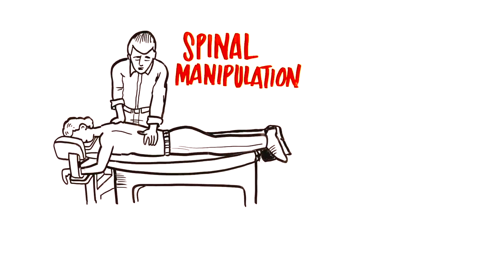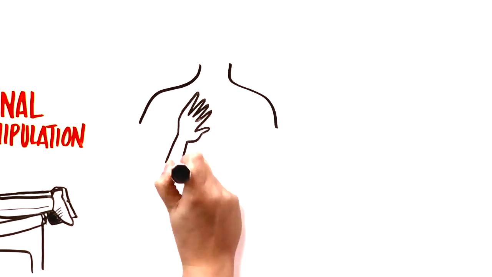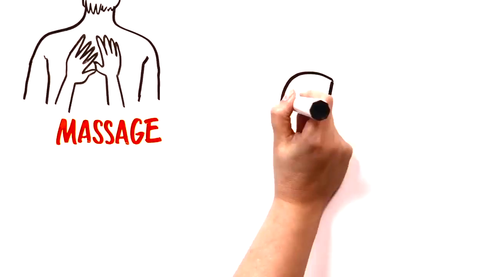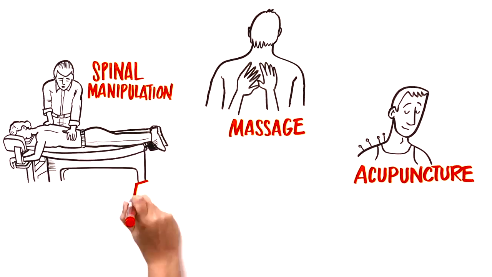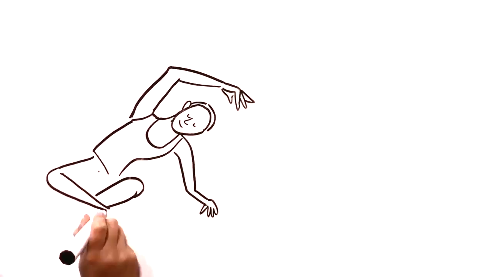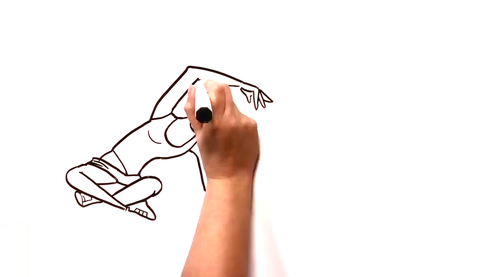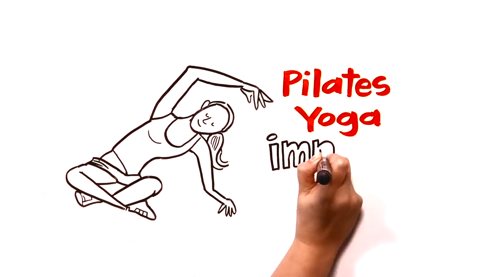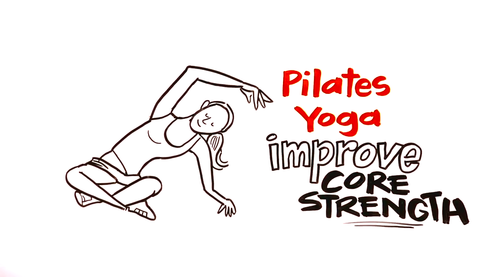Some are spinal manipulation, typically by a chiropractor. Massages also help a lot with the surrounding muscles, and even acupuncture to help relieve stress. Treatments like these are considered active therapies. Once your pain is reduced, activities like Pilates or yoga could help to improve core and trunk strength, which consequently could help keep the back pain away longer.